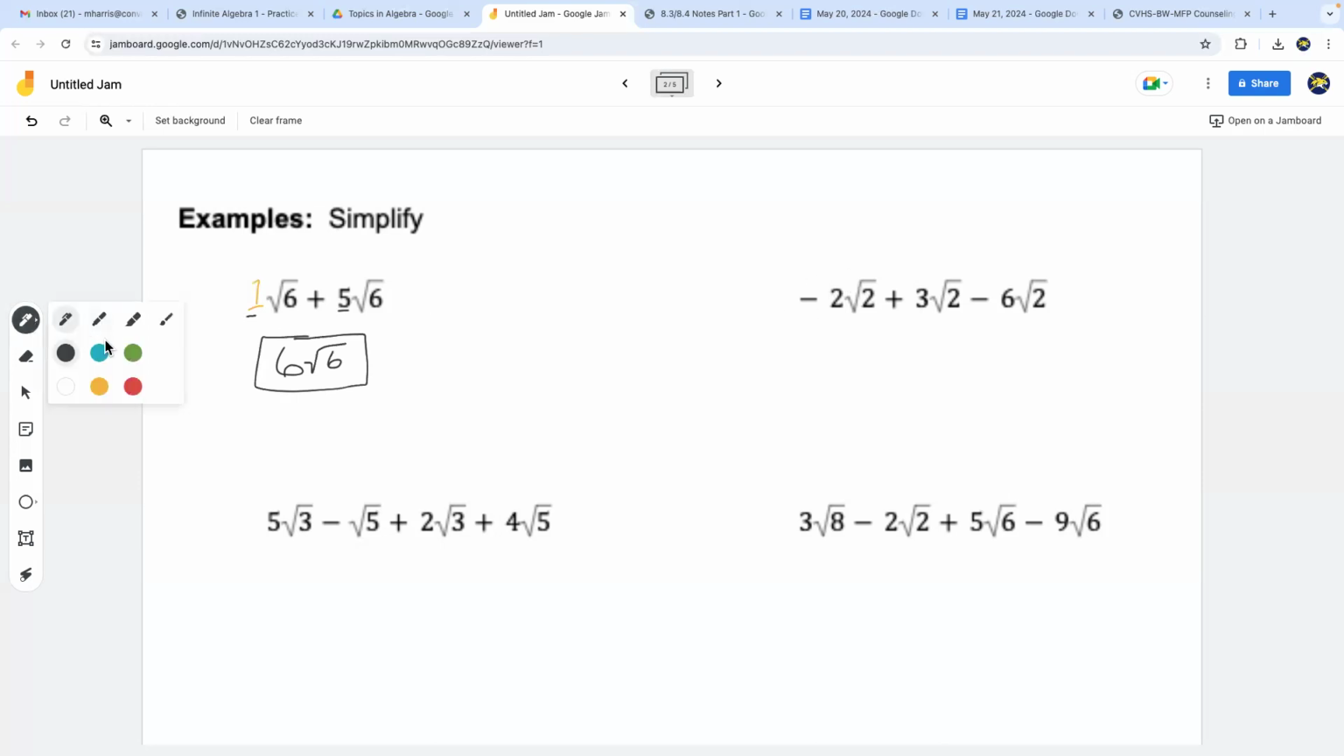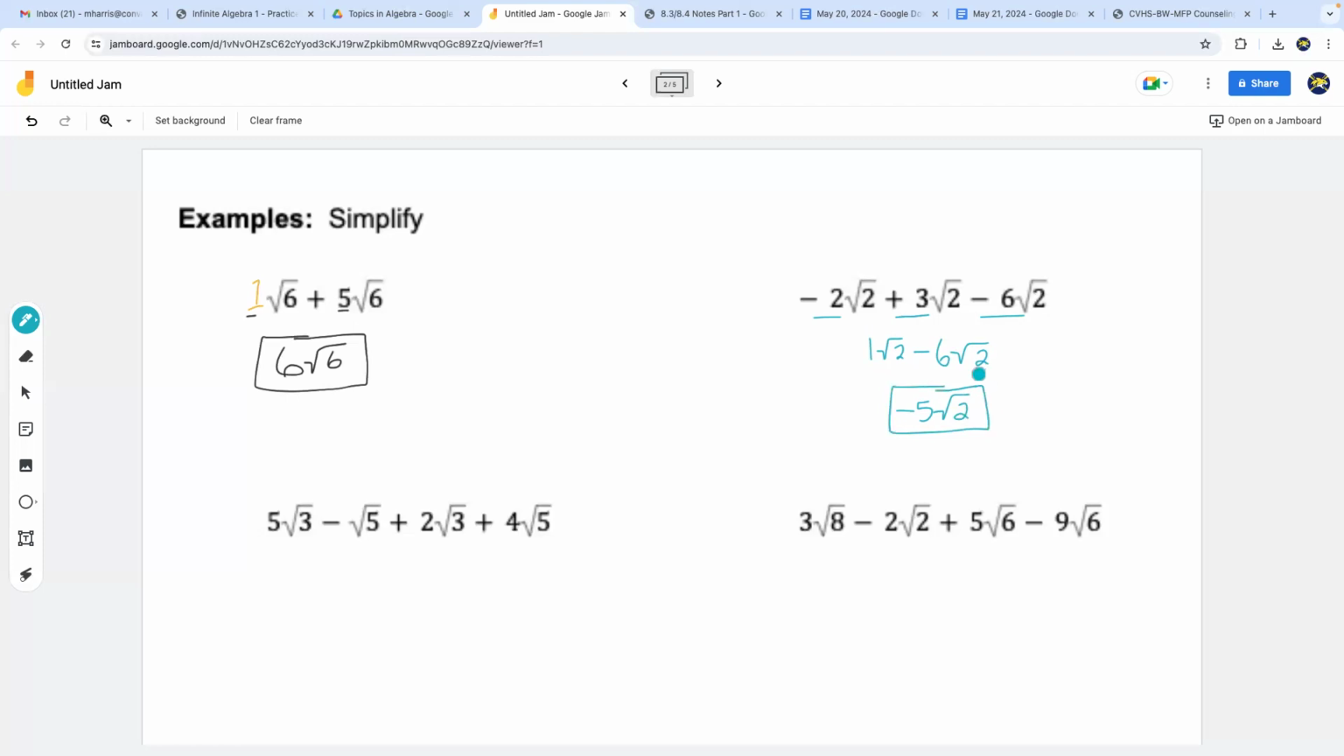So let's take a look at this one right here. Let's change color. Let's use this cool blue right here. We have negative 2 root 2 plus 3 root 2 minus 6 root 2. Well, they're all a root 2. So all these coefficients right here, negative 2, positive 3, negative 6, we're just going to combine those together. All right. So we get negative 2 plus 3. Negative 2 plus 3 is going to be 1. Right. So this becomes 1 root 2 minus 6 root 2. And now we have 1 minus 6, so we have negative 5 root 2. This is my answer.